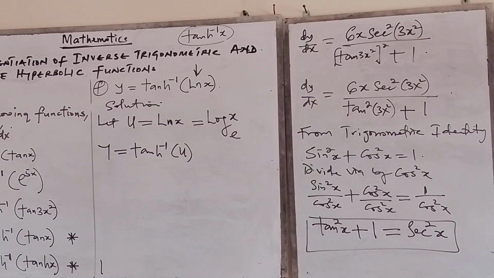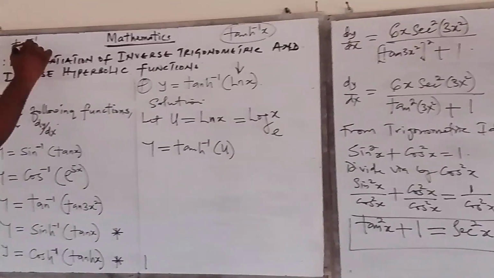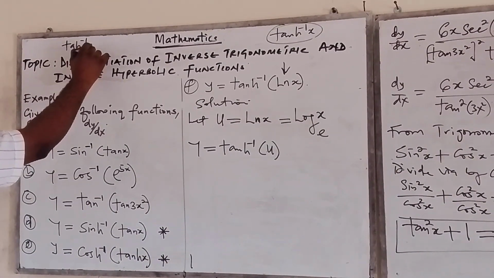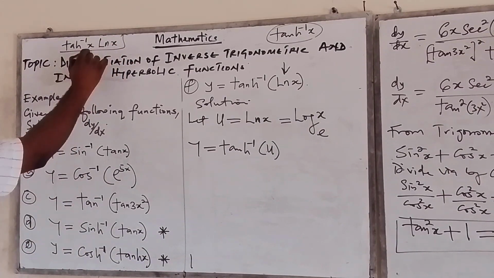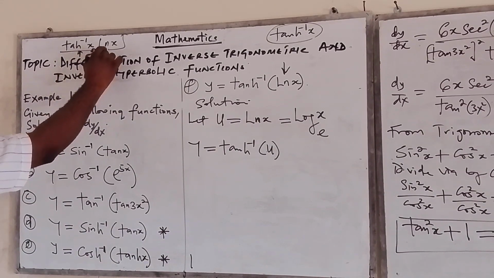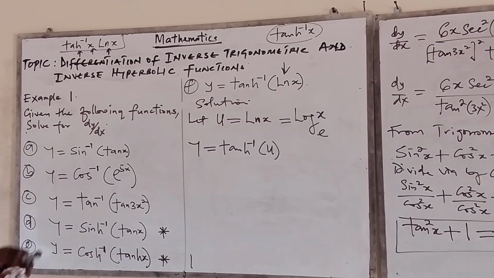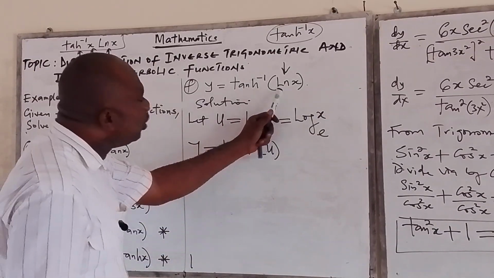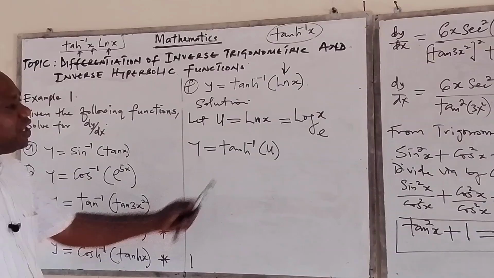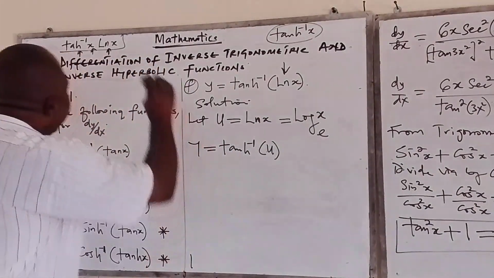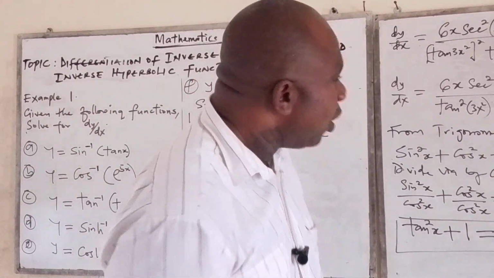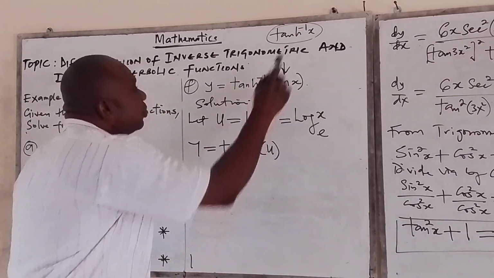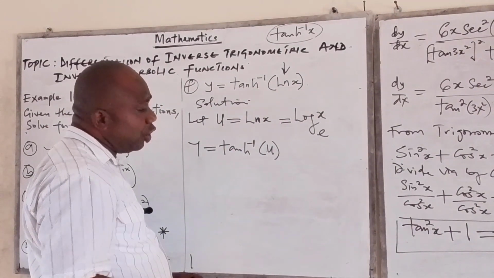Now please take note of this. If you have a function like tan inverse of x times ln x, this is not a function of a function, because now there's an x here. So this is a product of two functions, u and v. But because ln x actually took the position of x here, that's the reason why we call this a function of a function. When you have two functions of x, you treat them using the product rule. But in this case, ln x has taken the position of this x. That is why we call it a function of a function.